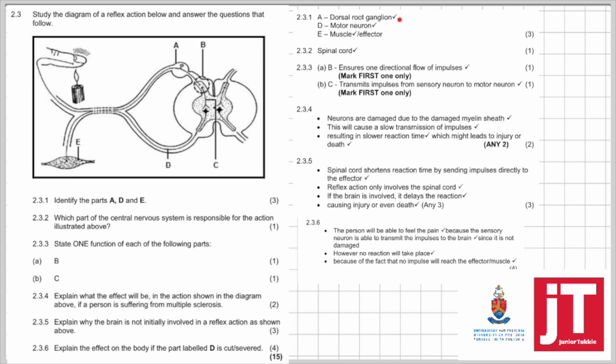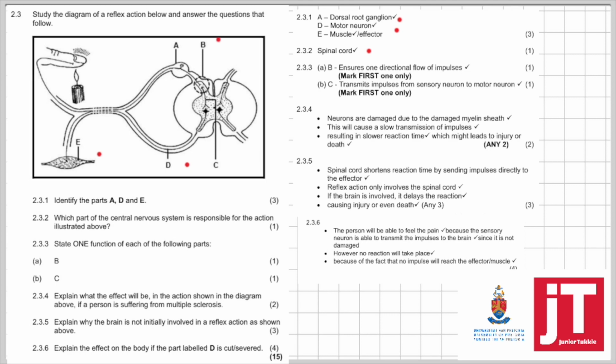D. D we know is pointing to the neuron, so it's the motor neuron. And E. E is the muscle or the effector. I would have been specific and said striated muscle. Right. 232. Which part of the central nervous system is responsible for the action illustrated above? So this is control. This is the reflex action. What part of the central nervous system controls reflex actions? The spinal cord.